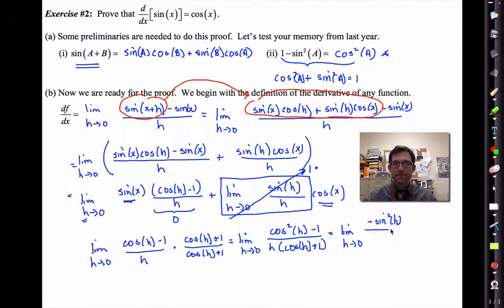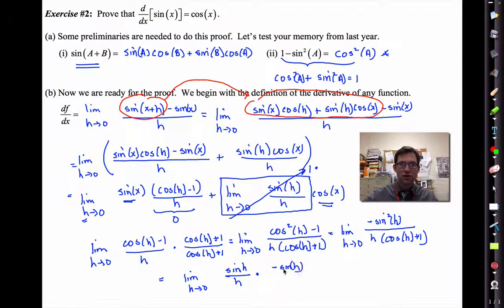All right, divided by h times cosine h plus 1. We're almost there. I got to sneak it in right here. I apologize that it's at the bottom of the screen. I'm now going to break this thing up as the limit as h goes to 0 of sine h divided by h, times negative sine h divided by cosine h plus 1. No problem. Really, this limit's all in parentheses.